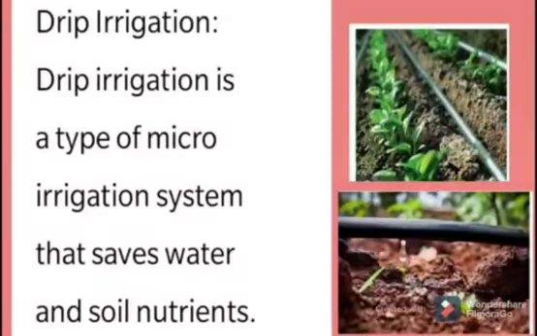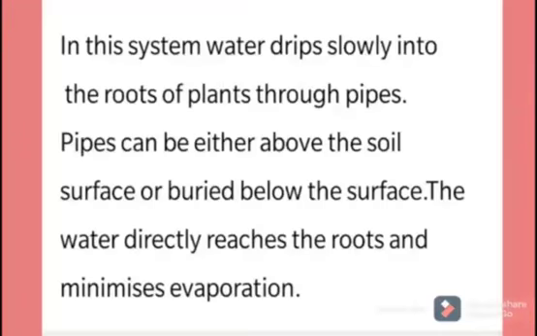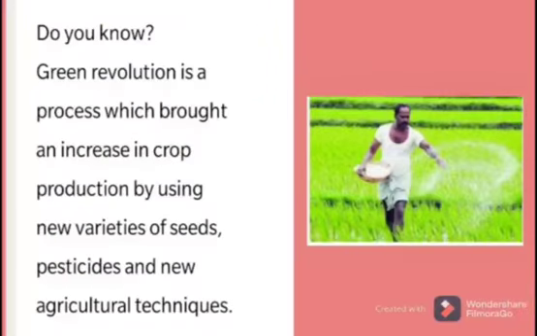Drip irrigation. Drip irrigation is a type of micro irrigation system that saves water and soil nutrients. In this system, water drips slowly into the roots of plants through pipes. Pipes can be either above the soil surface or buried below the surface. The water directly reaches the roots and minimizes evaporation. Minimize means reduce.